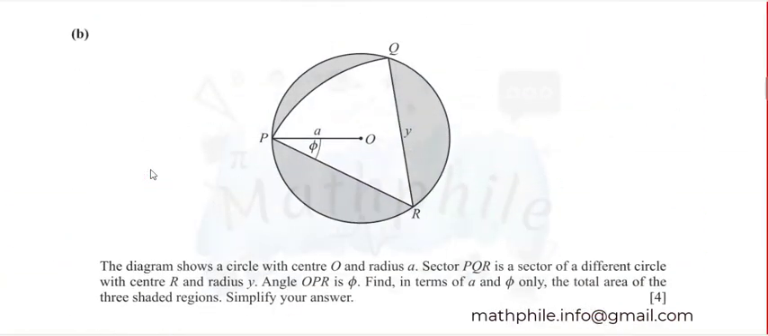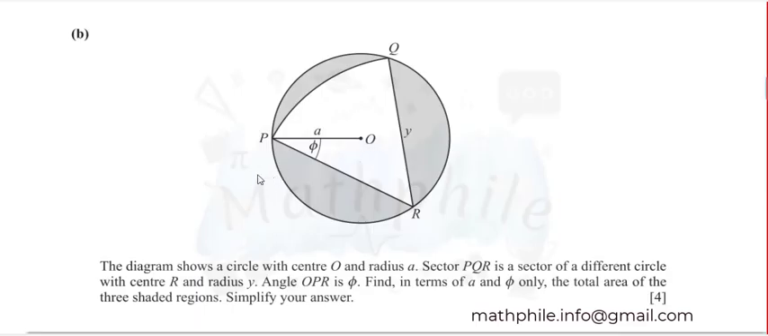Now B. The diagram shows a circle with center O and radius A. Sector PQR is a sector of a different circle with center R and radius Y. Angle OPR is phi. Find in terms of phi and A only the total area of the three shaded regions and simplify your answer. Okay, so that is quite interesting.